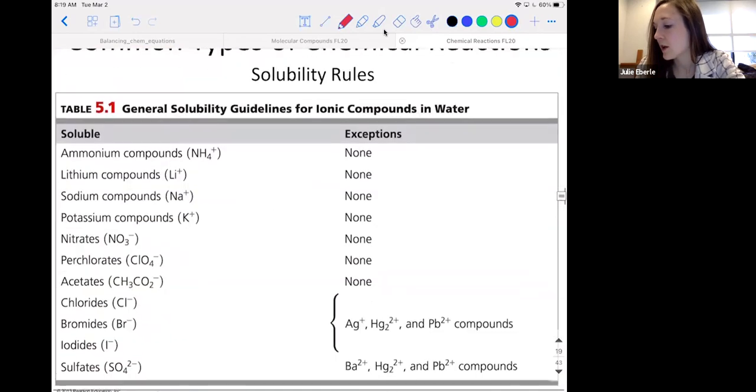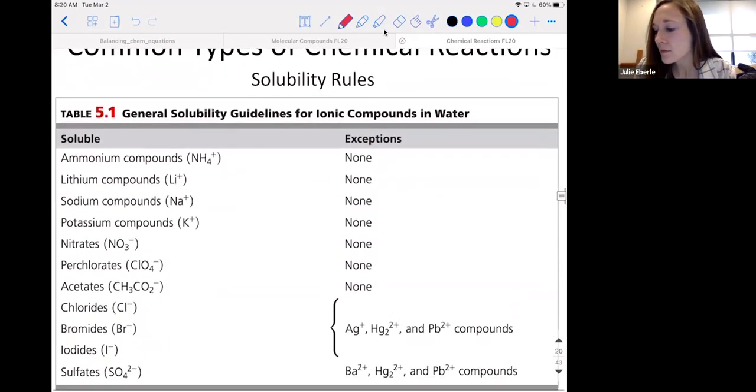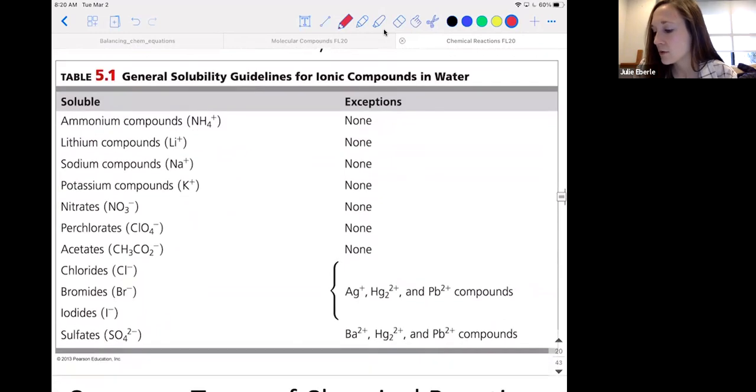All right, so here's the list of solubility rules, what I mentioned earlier. What it shows you is that compounds will be soluble if they contain anything under this column. They will be soluble, okay? They will dissolve, in other words, be aqueous. So, for example, if a compound contains ammonium, if ammonium is the cation, that compound is soluble. No exceptions. It's always going to dissolve. It's always going to be aqueous. All right, same for lithium, sodium, potassium.